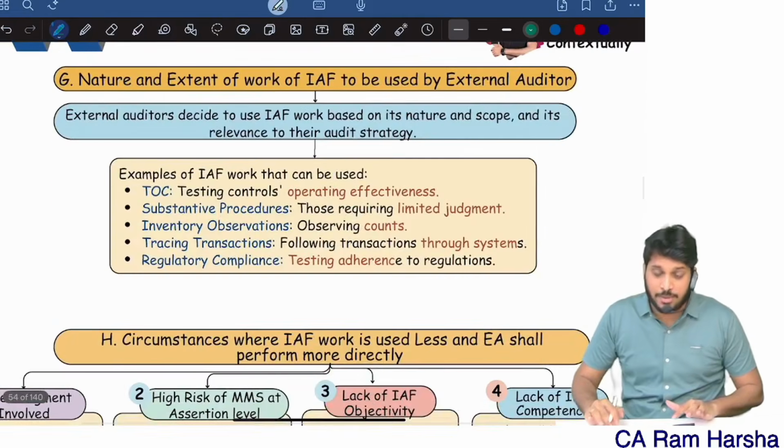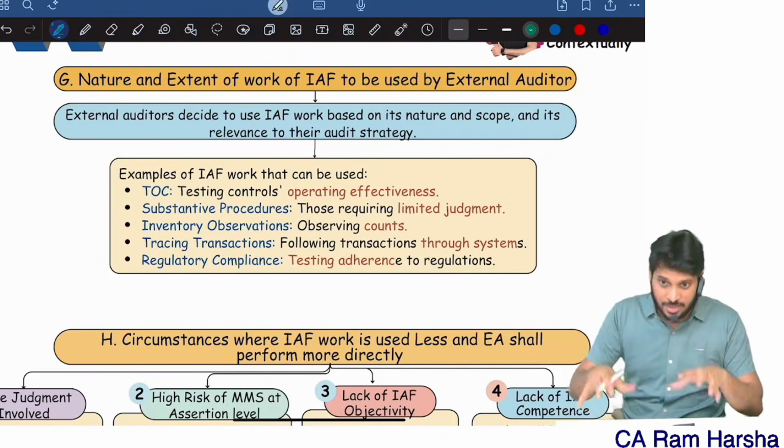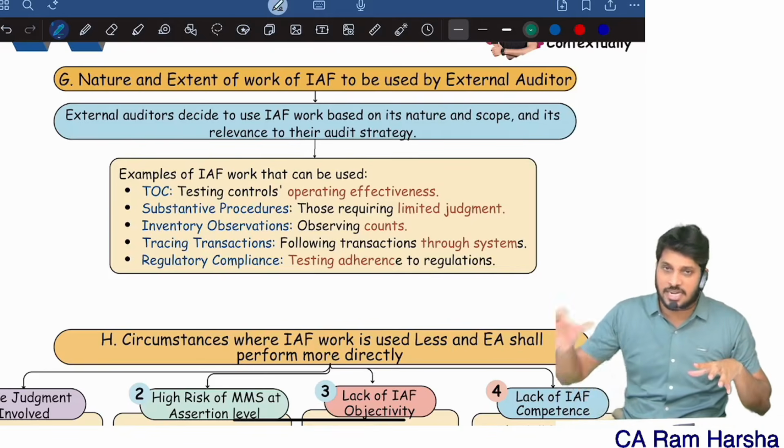At some places I'm telling this, but that doesn't mean only those are important. Every question is important, every concept is important, but at certain places I'll be pointing it out.